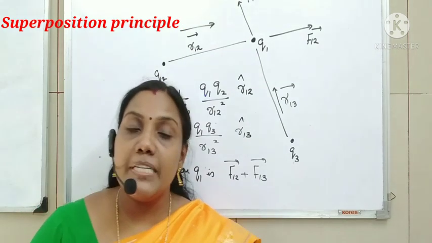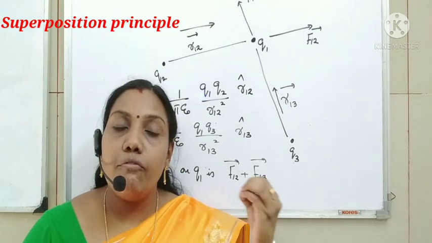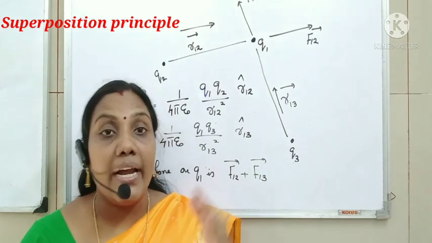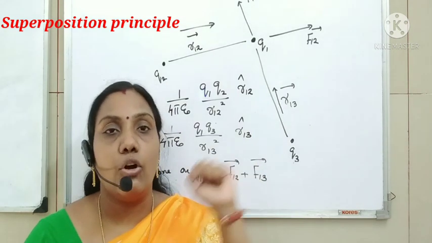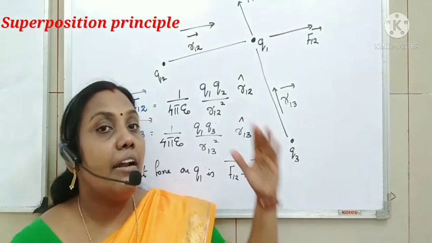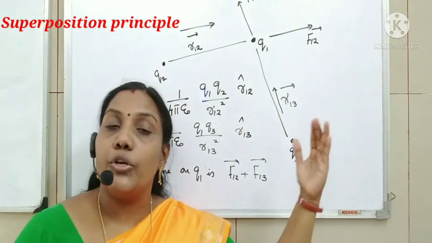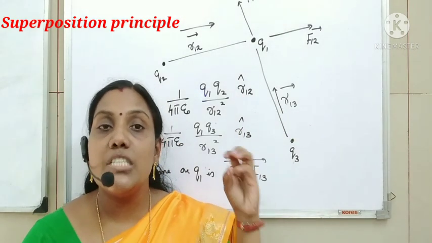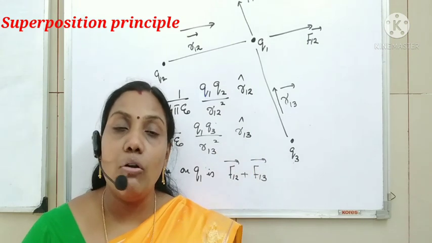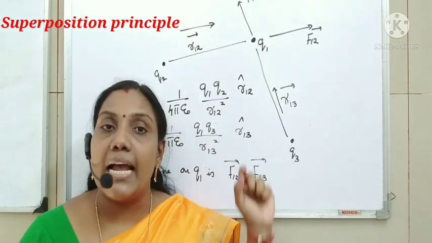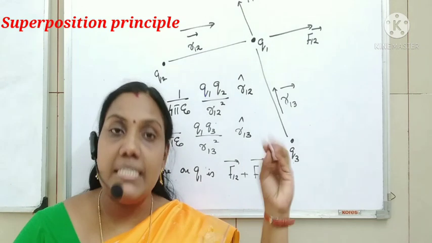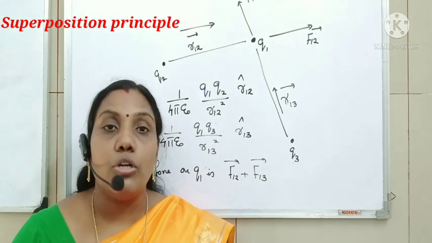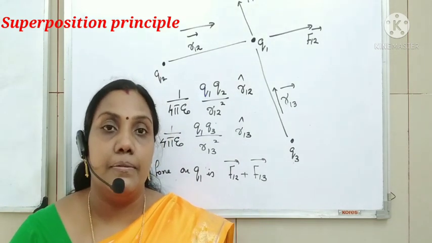So the superposition principle states that the total force acting on a charge is the vector sum of all the forces acting on the charge. So if there are a number of charges Q1, Q2, Q3, Q4, etc., what is the total force on any one charge? We have to find the vector sum of all the forces acting on the same charge. And this principle is called the superposition principle.